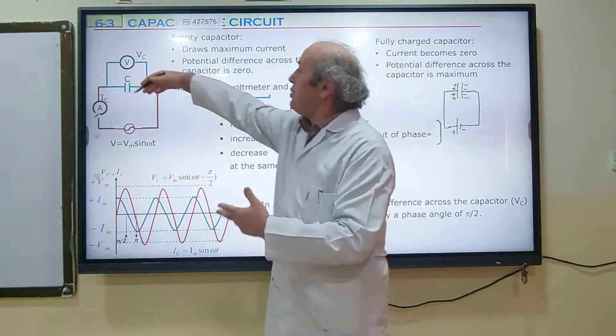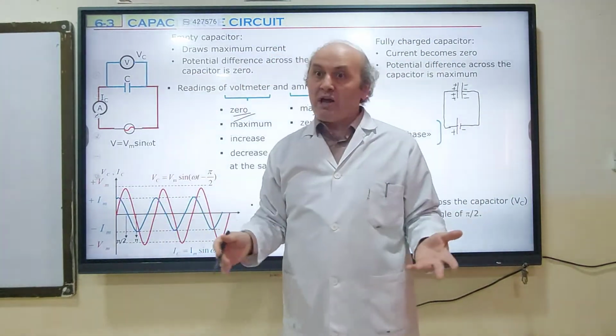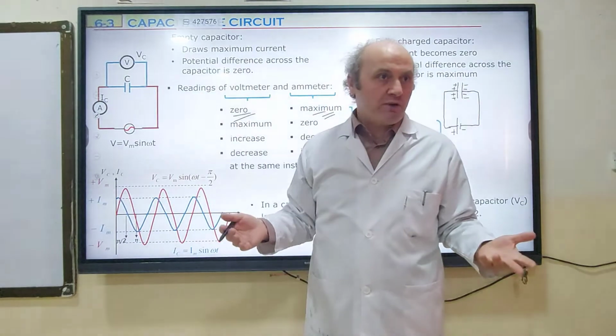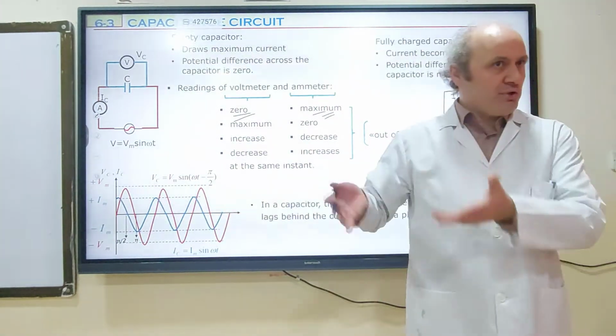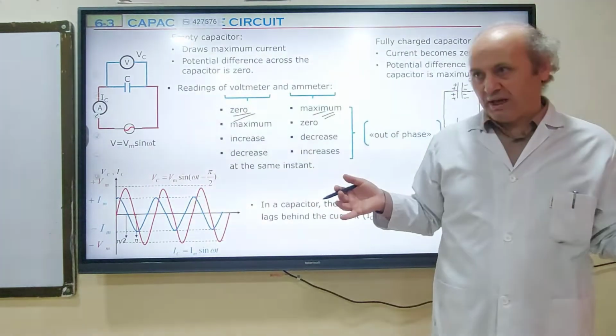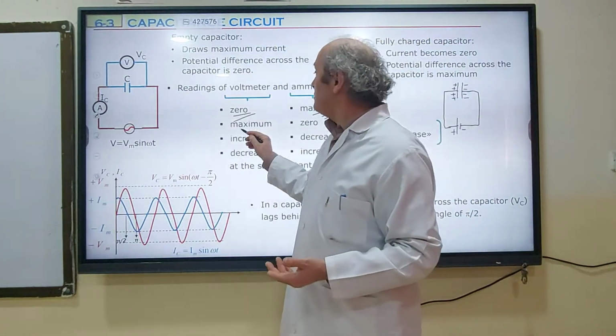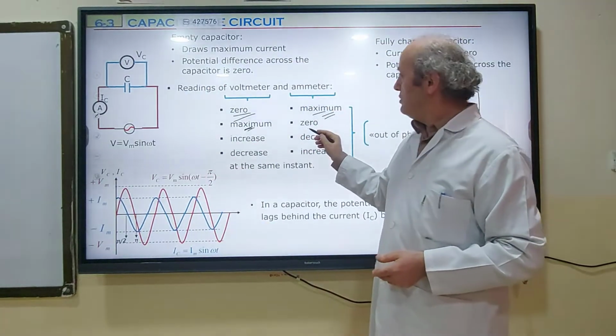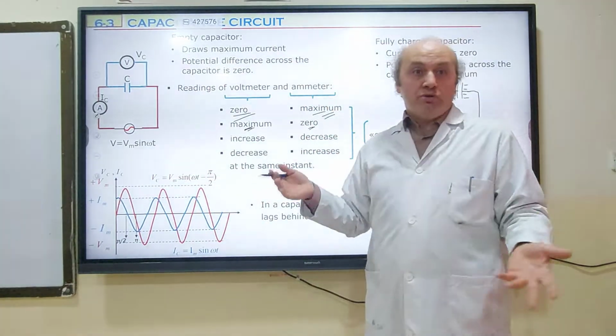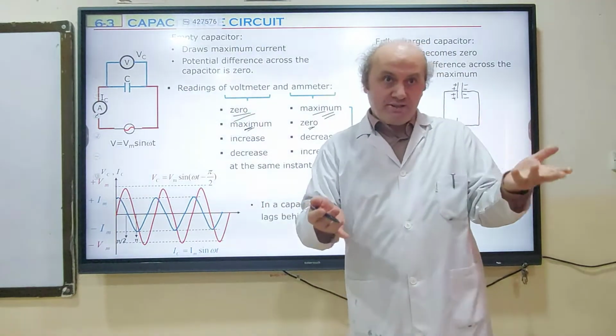But when the capacitor is completely charged, this time the potential difference becomes maximum. But because it is completely charged, no more electric current can go to the plates. So when the voltmeter is maximum, completely charged, the ammeter is zero. It's also opposite, just like a coil.